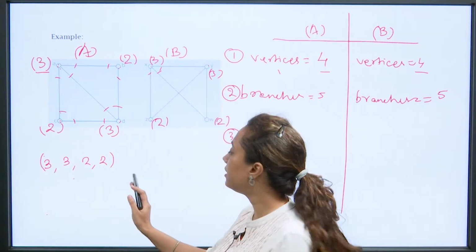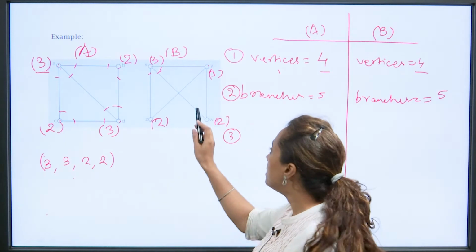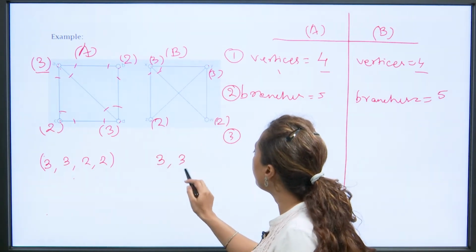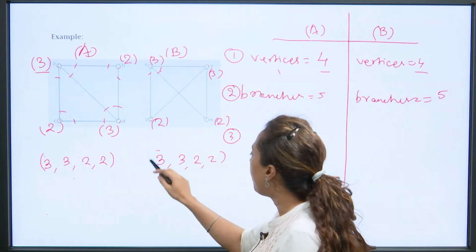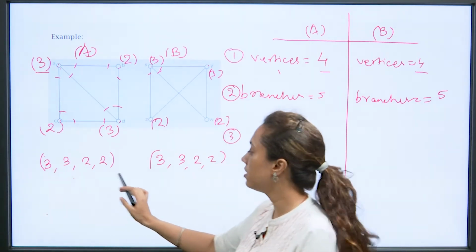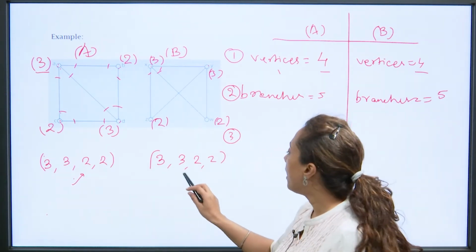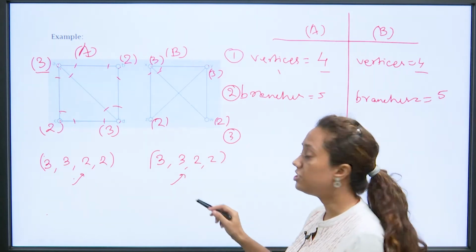We are going to take it in descending order, this is 3, 3, 2, 2. Similarly, for the B figure, the degree sequence will be 3, 3, 2, 2. Higher order has been taken first and the lower second. So, the degree sequence we can see is 3, 3, 2, 2, and the degree sequence for the B graph is also 3, 3, 2, 2.